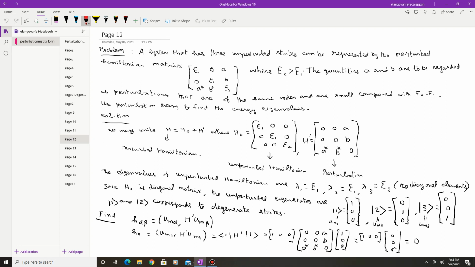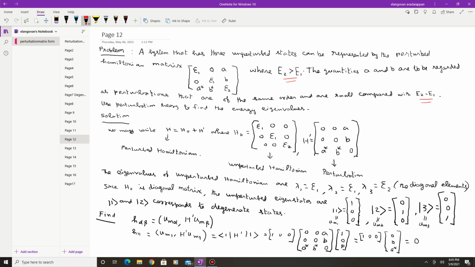Then we take one more problem. A system that has an unperturbed state can be represented by the perturbed Hamiltonian matrix. So this is a matrix. Perturbed Hamiltonian: E1, 0, A; 0, E1, B; A star, B star, E2, where E2 is greater than E1. So this H is given. The quantities A and B are to be regarded as perturbations that are of the same order and are small compared with E2 minus E1. Use perturbation theory to find the energy eigenvectors.